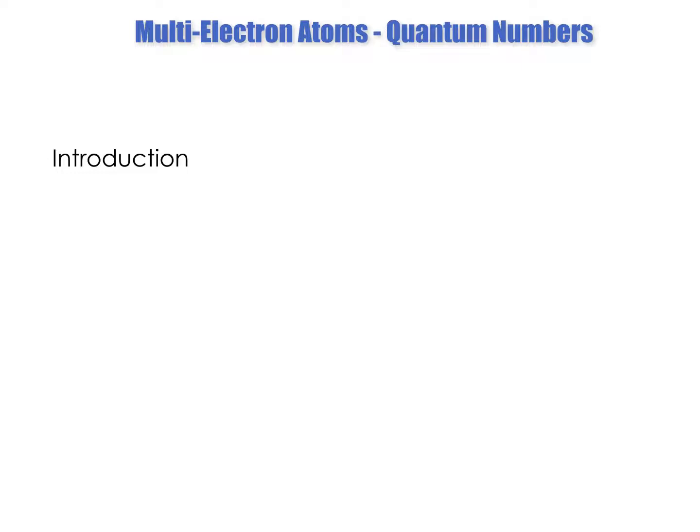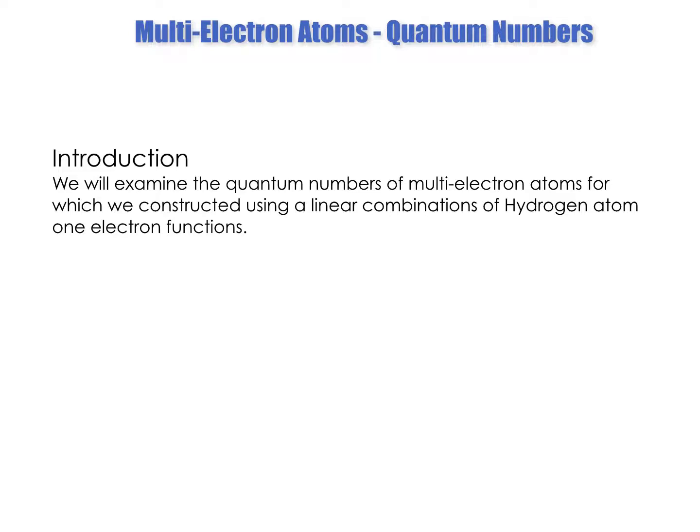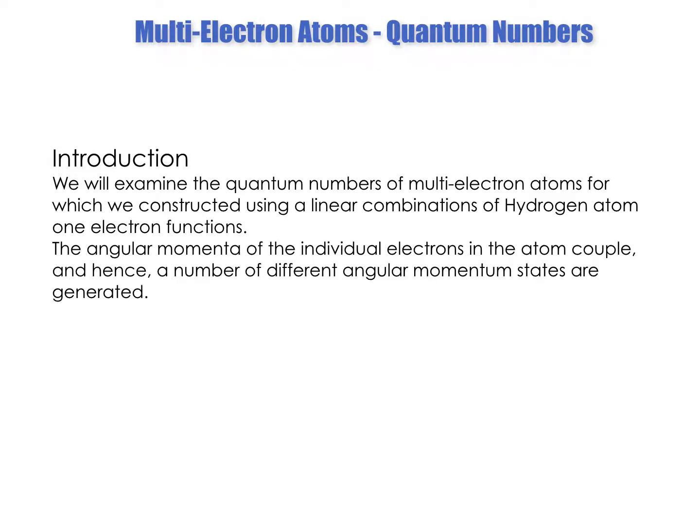Specifically, in this episode, we're going to look at quantum numbers for multi-electron atoms and how to write the quantum numbers that we have developed based on the wave functions we have described in the previous episode. We'll examine the orbital, spin, and total angular momentum quantum numbers for multi-electron systems. And these are constructed using hydrogen atom one-electron wave functions. So we'll try to show the connection between the two.